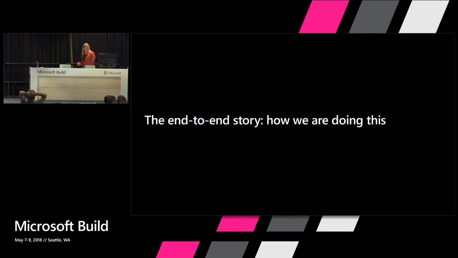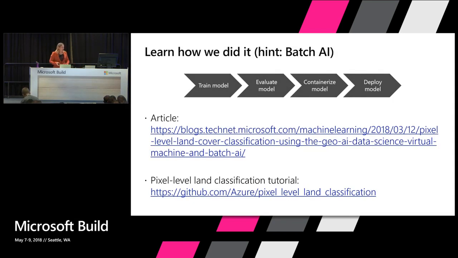All right, so a couple last things. The end-to-end story. In general, when we're building these models, you train a model, you evaluate it, you hold back some test data, you test it, you keep evaluating, and then once you're happy with it, you finally containerize it and deploy it. So that's the process that we used.